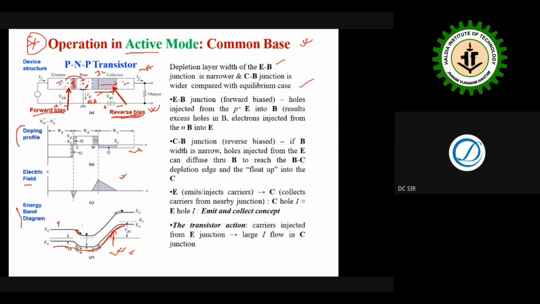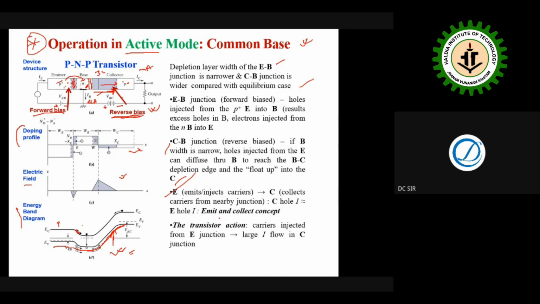The collector base junction CB is reverse biased. If the B width is narrower, holes injected from the E can diffuse through B to reach the BC depletion edge and float up into the C. So when it is reverse bias, that means this depletion layer increases, so the neutral region is decreased. So there is no scope for storage. It moves from base to the collector, or otherwise you can say, depending on the electric field from the N side to the P side, this minority carrier moves from base to collector.